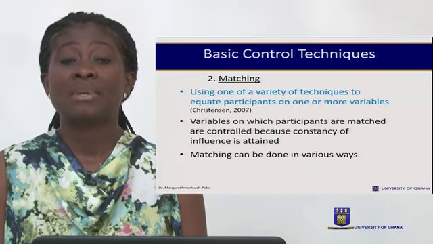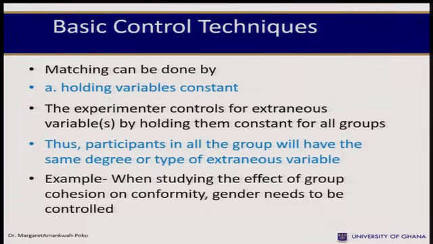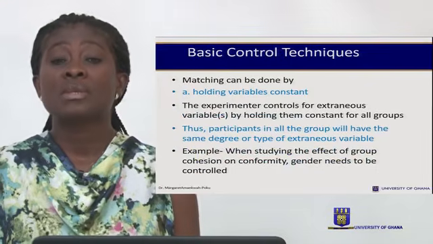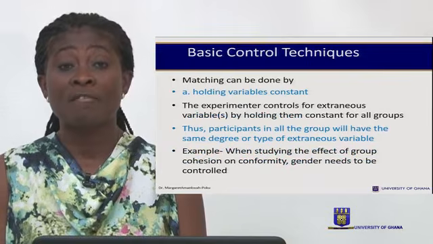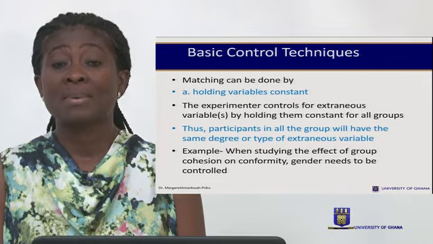And matching, as I said, can be done in various ways. One of the ways is by holding the variables constant. So the experimenter controls for the extraneous variable by holding them constant for all groups. So participants in all the groups will have the same degree or type of the extraneous variable. So for instance, if we want to study the effect of group cohesion on conformity, we have two groups of participants.